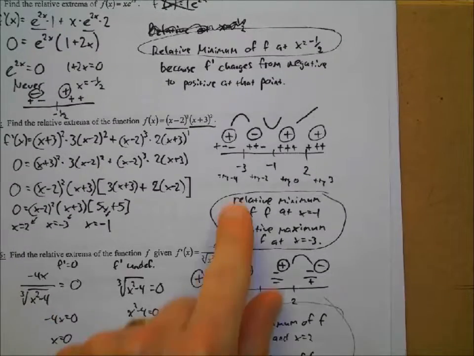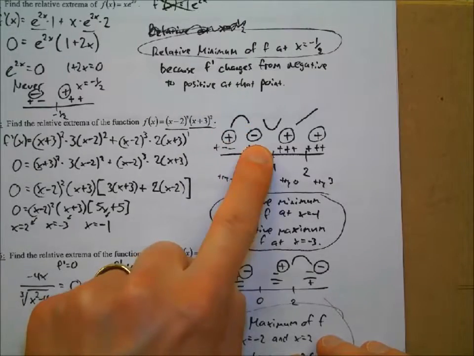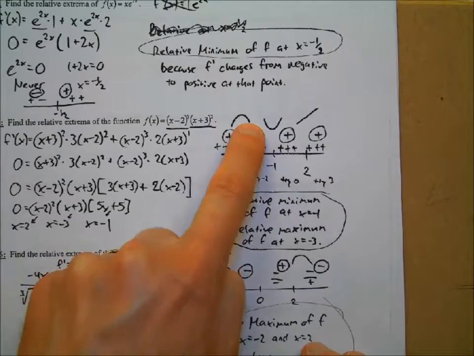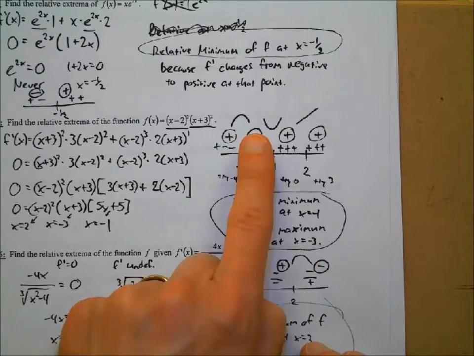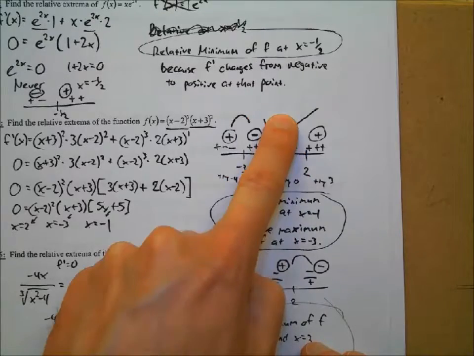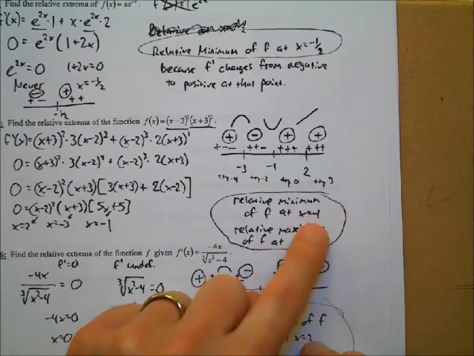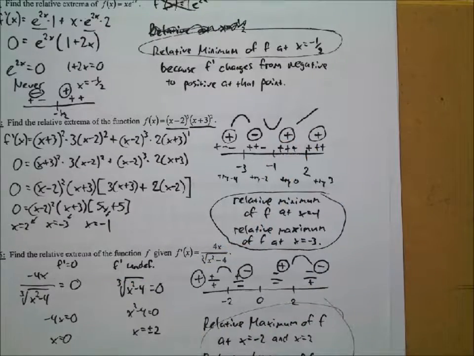All right? So with this behavior then, since f prime changes from positive to negative, f is changing from increasing to decreasing. So that is a relative maximum at negative 3. Here, since f prime is changing from negative to positive, f is changing from decreasing to increasing. So minimum at negative 1. And then at 2, since f prime is positive on either side of 2, there's no change in behavior. It's just strictly increasing through there, so there's no relative extrema. So just relative extrema at negative 1, negative 3.